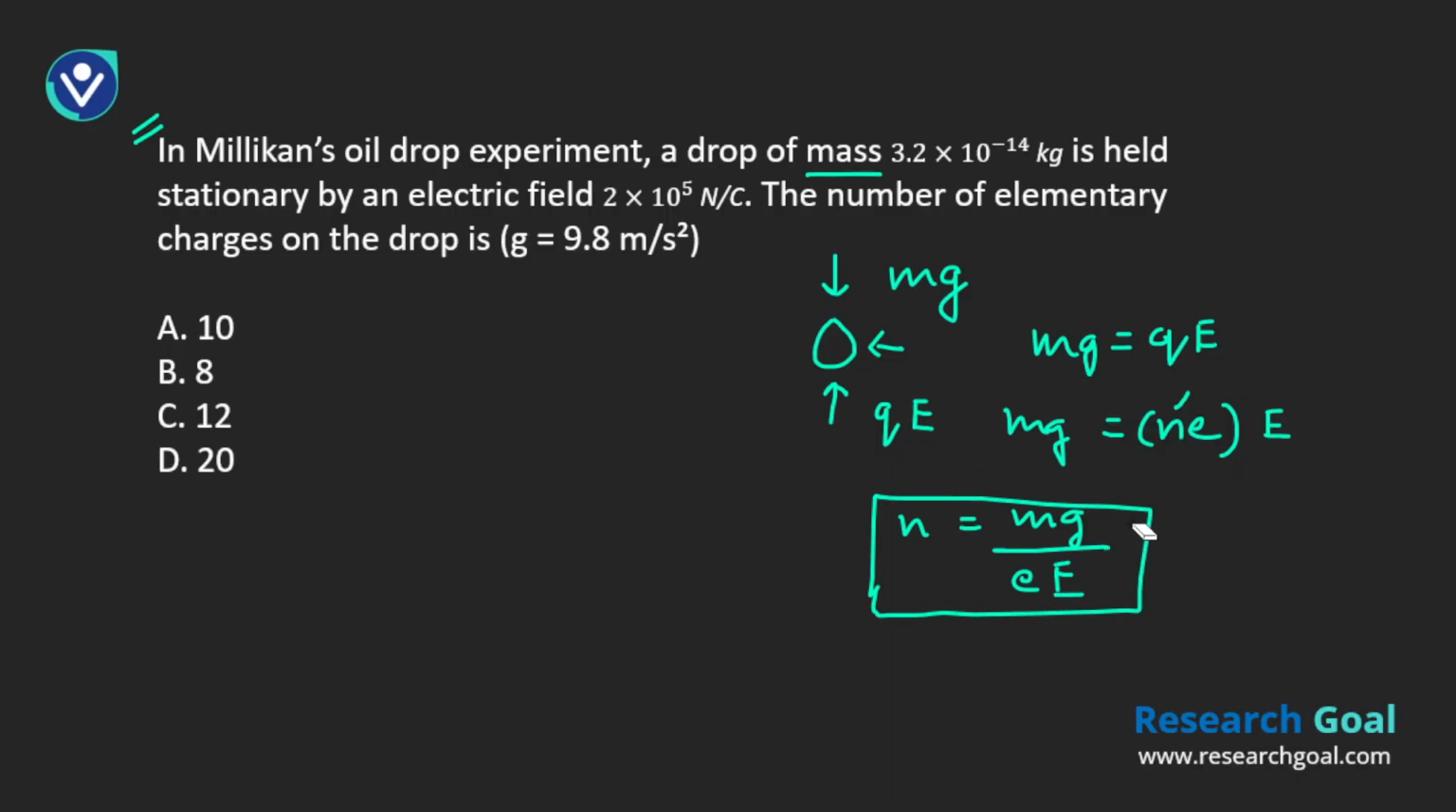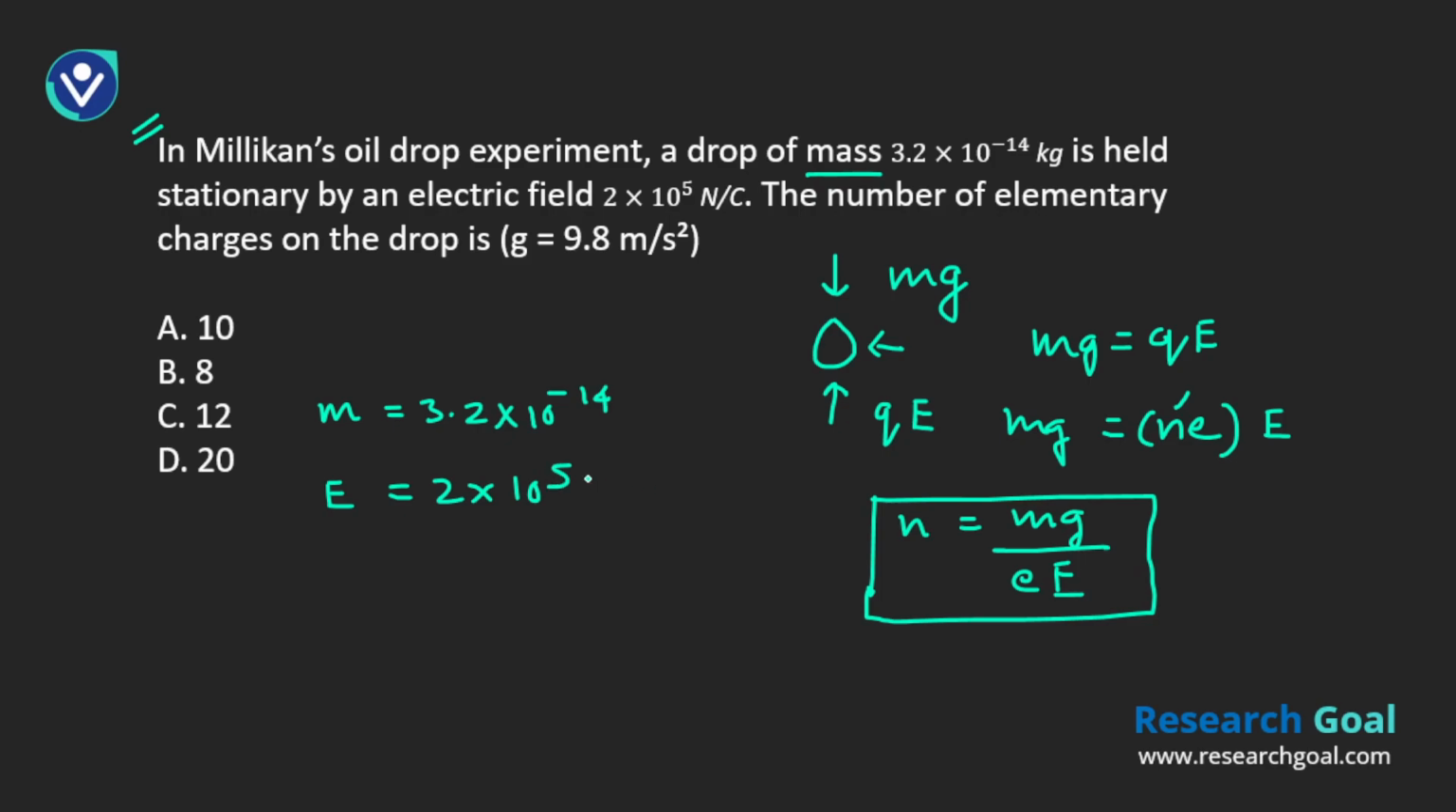This is the formula that we need to apply, and let's see what values are given to us. The mass is already given, which is 3.2 × 10^-14. Next, the electric field, capital E, is given as 2 × 10^5 N/C. You also know that the value of g is 9.8 m/s², and the charge e is already known, and you need to remember these values at least. This is the standard value that is already known.